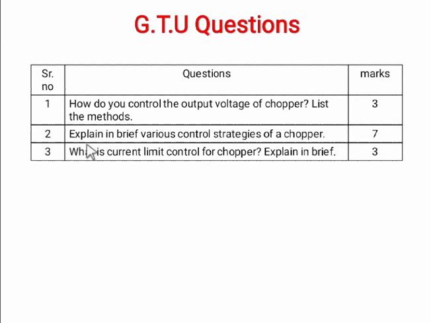Second one: explain briefly the various control strategies of choppers. This question will be asked for 7 marks, so you have to explain in brief all the techniques, time ratio control and frequency ratio control. And the last one: what is current limit control for the chopper, explain in brief. In this you have to explain current limit control by setting the values of minimum current and maximum current. This is not a big topic, so it will be asked for 3 marks in your GTU examinations.